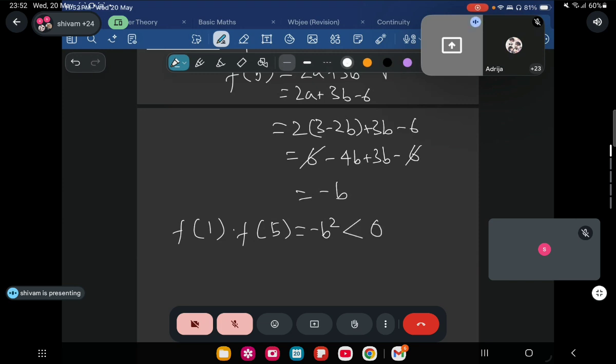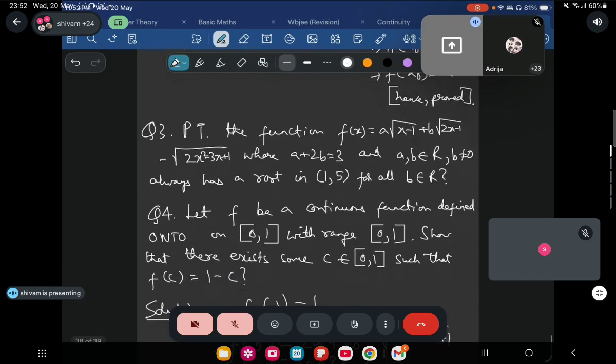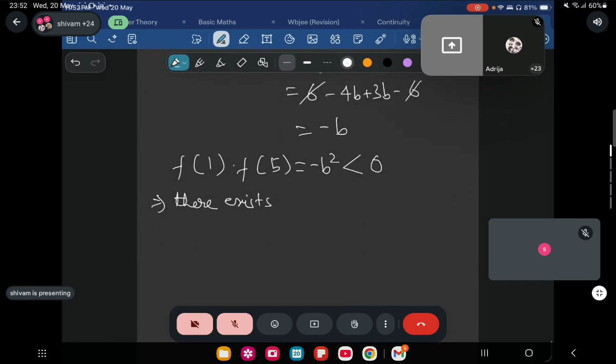Tell me, everyone. F of 1 into f of 5 is equal to minus b square, which is always less than 0. This implies there exists at least one root in 1 comma 5. Tell me, are the people getting yes or no?